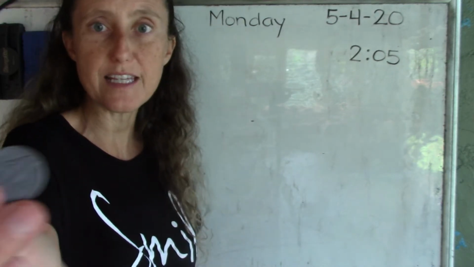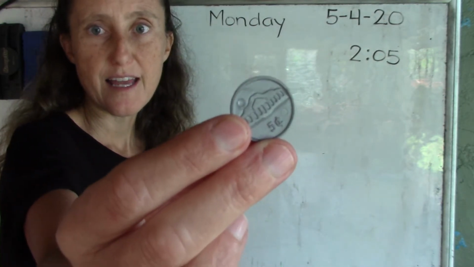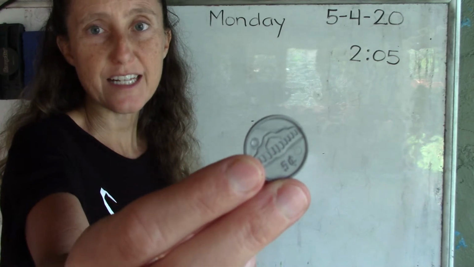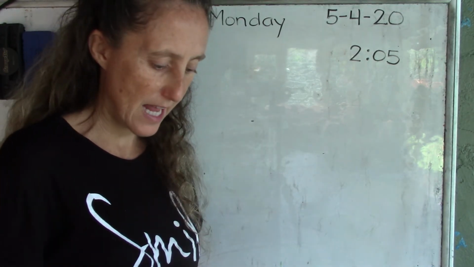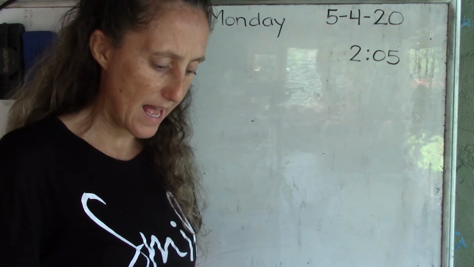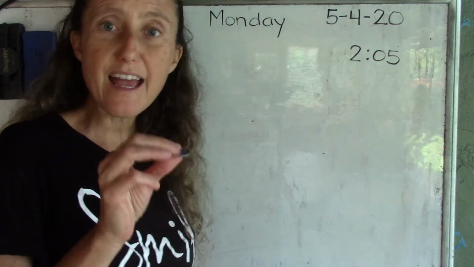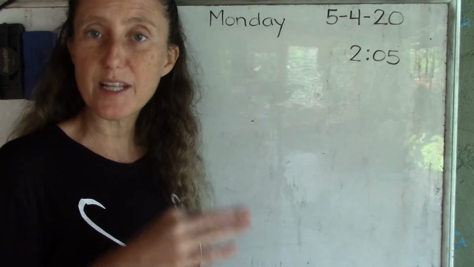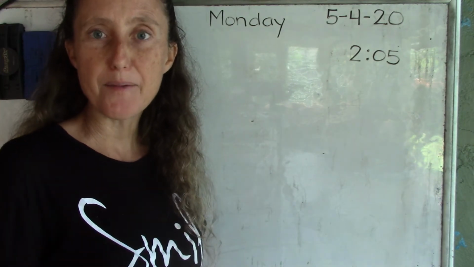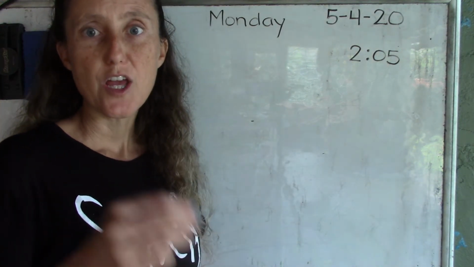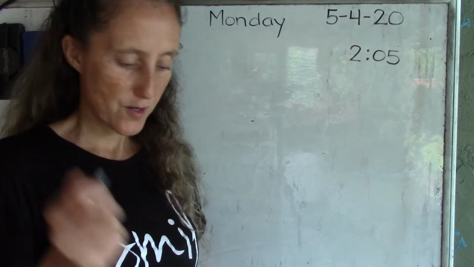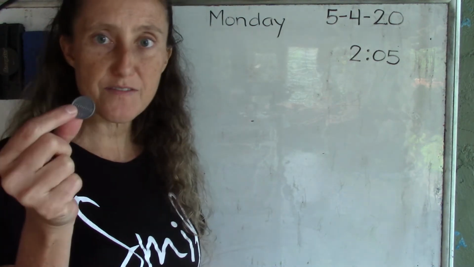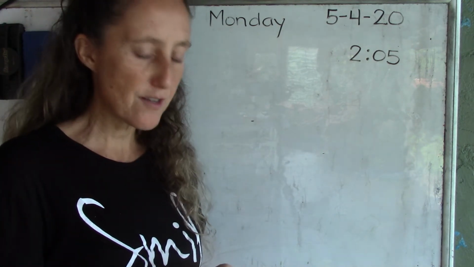I also have these. What are these? Nickels. And nickels are worth 5, right? So let's count by 5s. I have 4 of them. And I know I already have 30 cents. So let's keep counting on but with 5s. So 30, 35, 40, 45, 50.